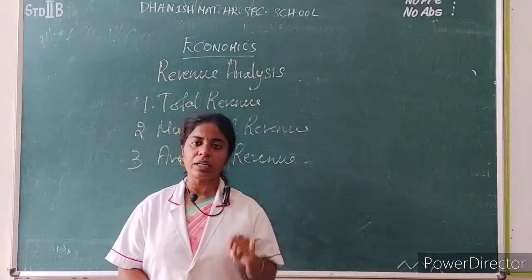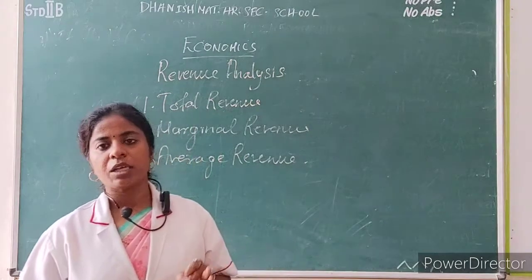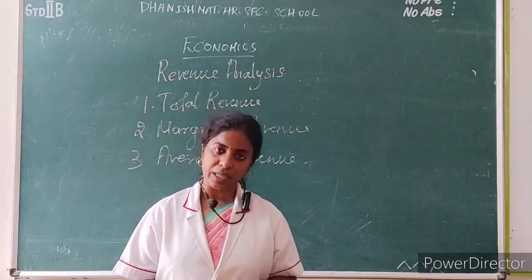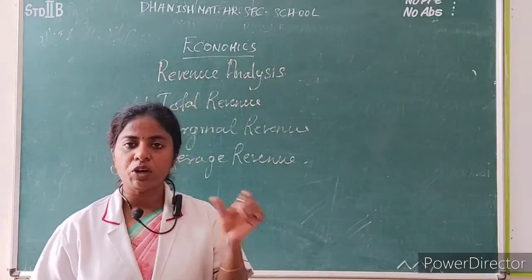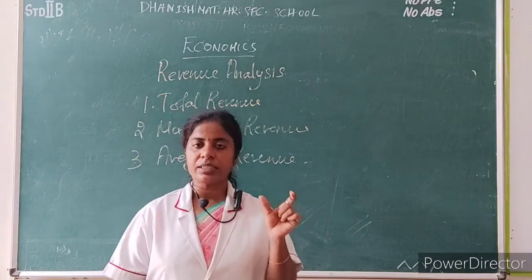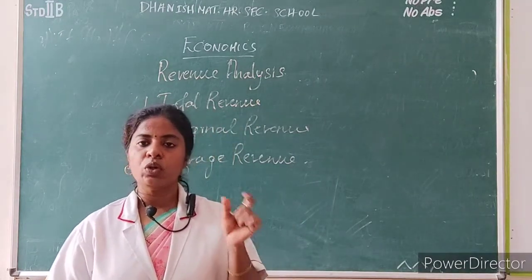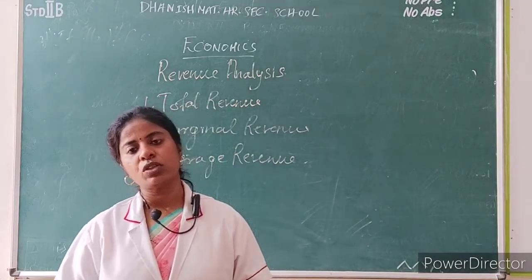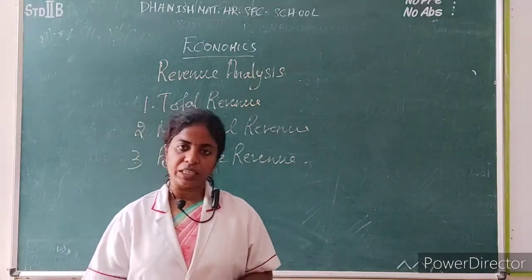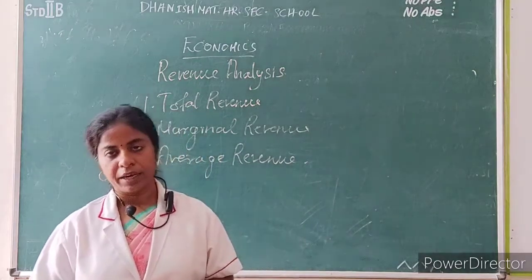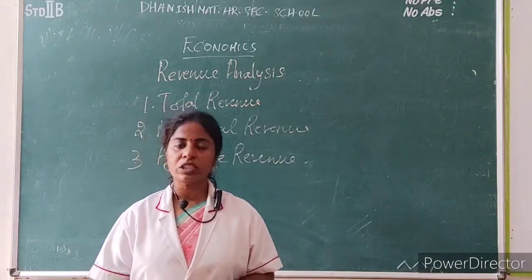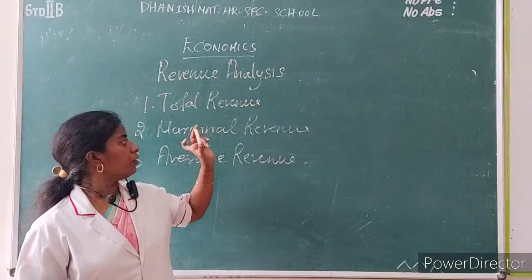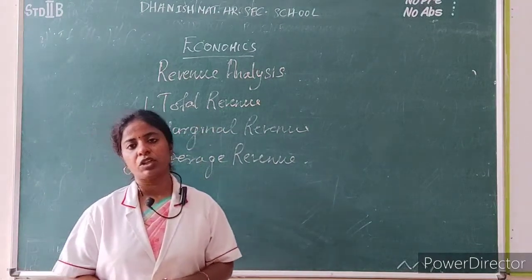One is total revenue. The second one is marginal revenue. And the third one is average revenue. So revenue means the producer who used to sell the goods, and the amount which he received is called revenue. So revenue is divided into total revenue, marginal revenue and average revenue.